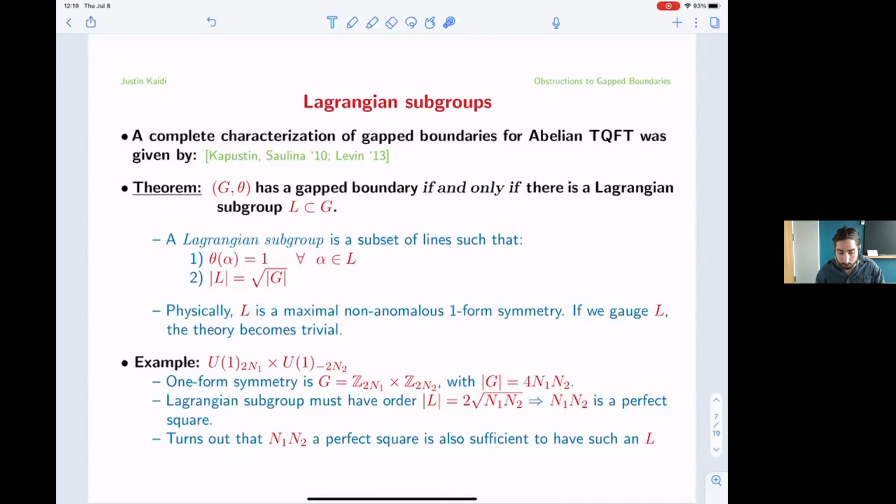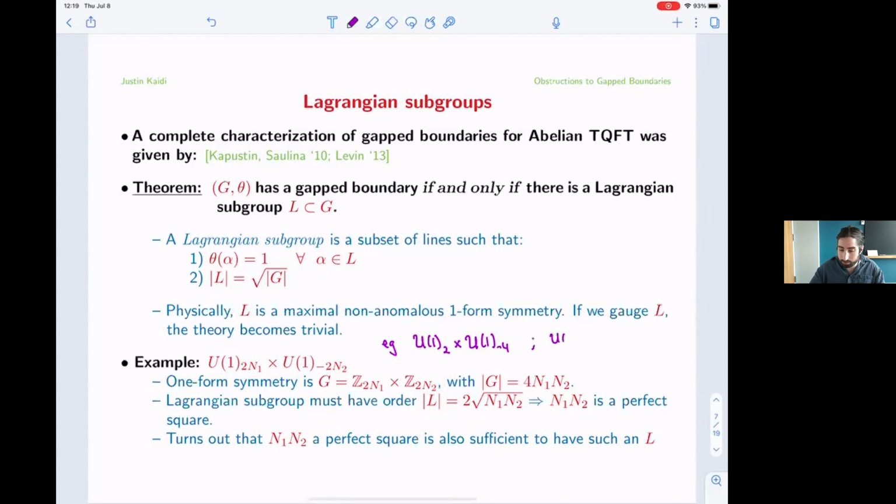Now, the Lagrangian subgroup, if it exists, must have an order which is the square root of this thing. So in particular, the order has to be 2 square root of n1 n2. And of course, since this has to be an integer, that means that n1 n2 would have to be a perfect square. So if it's not a perfect square, then definitely there is no gapped boundary. So as an example, you can consider U1 level 2, U1 level minus 4, say. In this case, n1 times n2 is 2. And since that's not a perfect square, this theory does not admit a gapped boundary.